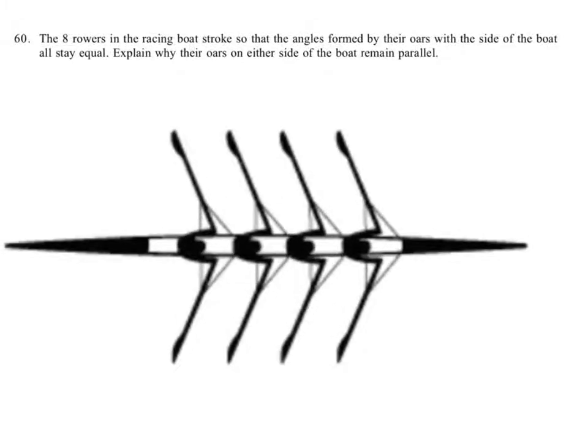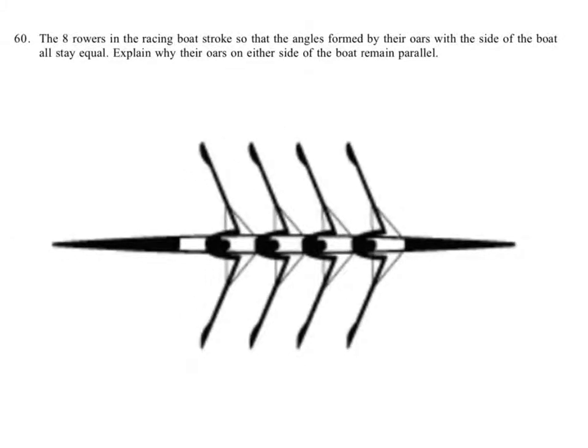Now, let's just talk about why that is. So I just pulled this illustration. There's not 8 rowers here. There's only 4, but this will illustrate the point. Essentially, if we know that all of the angles formed by their oars are the same measure, equal in measure, right?